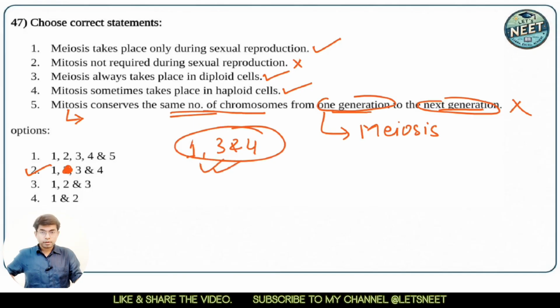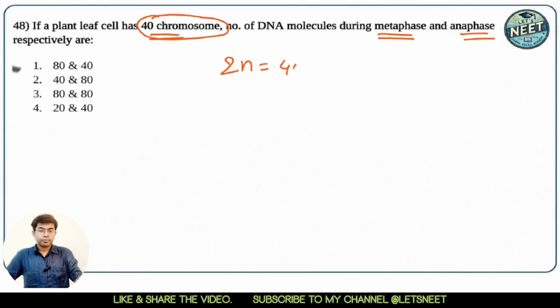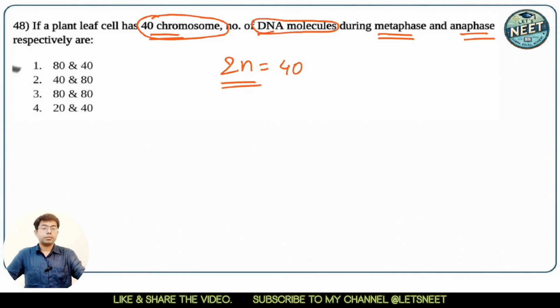Next one. If a plant leaf cell has 40 chromosomes, now we are entering into some numerical type question based on this. If plant leaf has 40 chromosome, number of DNA molecule during metaphase and anaphase. See, if plant leaf cell has 40 chromosome, means what I am telling, 2n is equals to 40, right? So it is asking about number of DNA molecule during metaphase and anaphase. Now, so if 2n is 40, what will be the number of chromosome during metaphase?